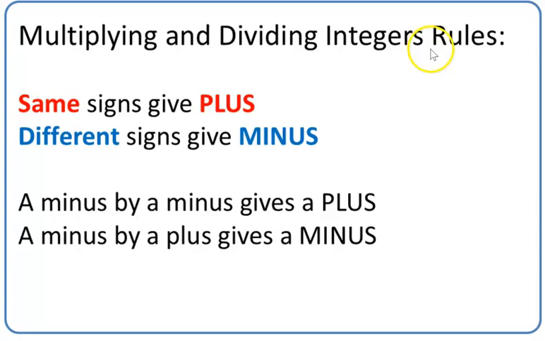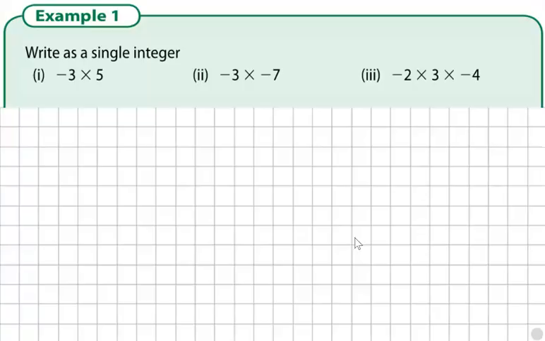So a minus by minus gives a plus, or same signs give plus. So, multiplying and dividing integers rules: same signs give plus, different signs give minus. So a minus by minus gives a plus, or you could say minus divided by a minus gives a plus, and a minus by a plus gives a minus, or minus divided by a plus gives a minus.